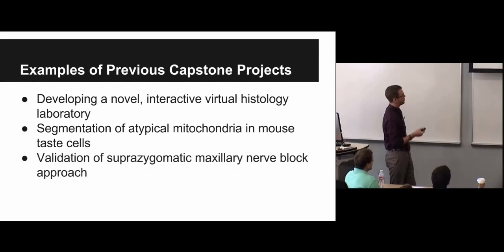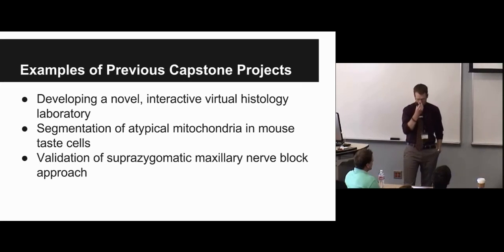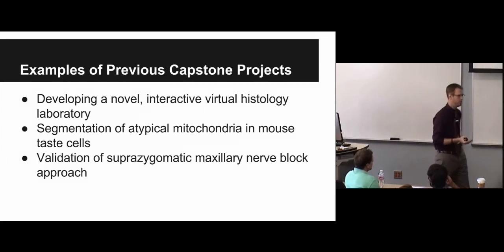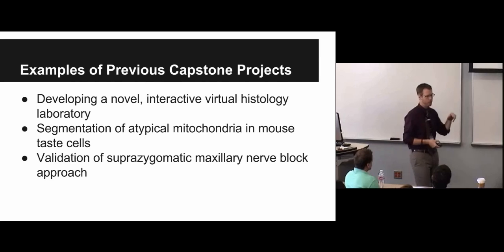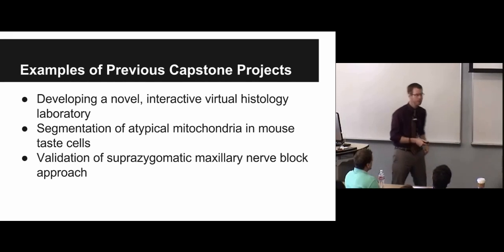This was an example of a validation study that I mentioned. A clinician on campus was trying to describe a slightly different way of blocking the maxillary nerve, one of the branches of your trigeminal nerve. And so the student went into several cadavers with varying approaches to find out which approach resulted in the dye hitting the nerve the most. Okay, so validating what is done in the clinic in the cadaver.